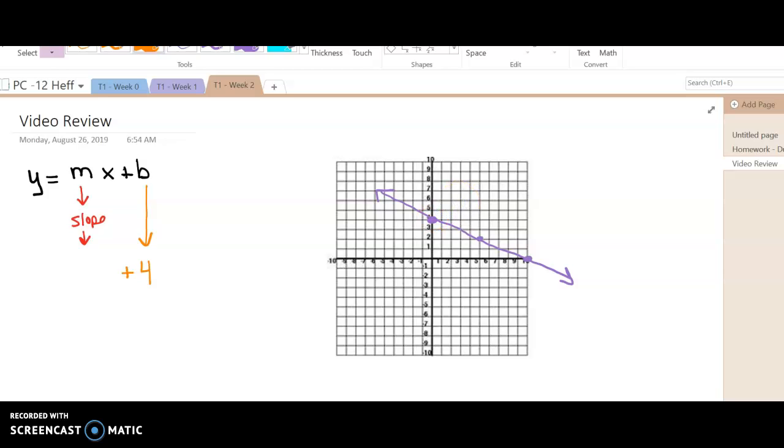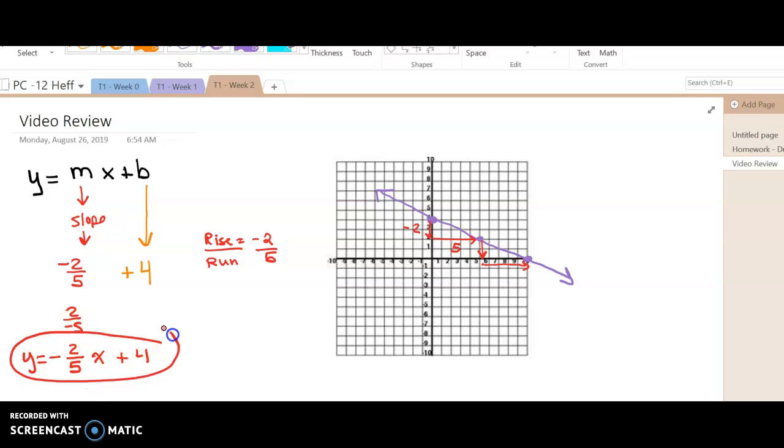Well, if I start from that same y-intercept and go down 2 over 5, I can get to the next point. Down another 2 over another 5 gets me to the next point. That means my rise equals negative 2, and my run equals 5. So my slope is negative 2/5. You could write it like that, or just a negative out front and 2/5, all are the same, x plus 4. That would be the equation of that line.